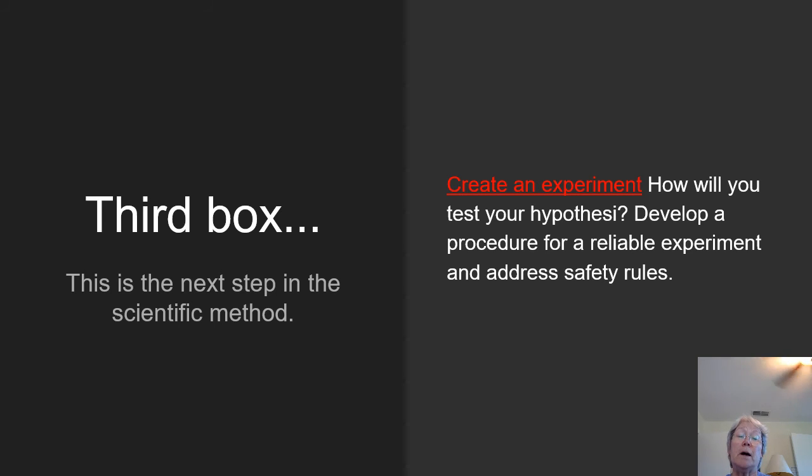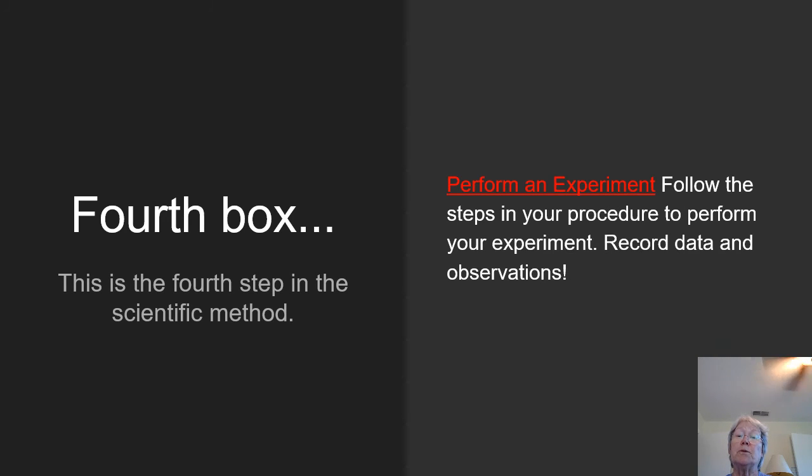The fourth box, which is the next step in the scientific method, is perform the experiment. So now you've created the steps in your procedure. You need to perform your experiment, record your data as you're doing it, and your data could also include observations. Now there are two kinds of data that you need to be aware of. One kind is called quantifiable data. Quantifiable means you can measure it.